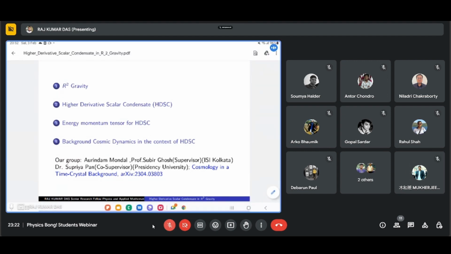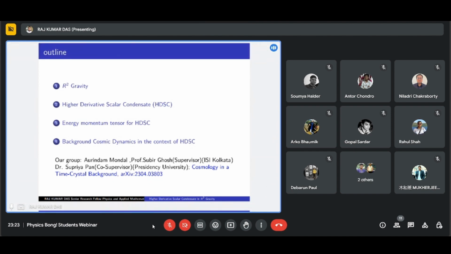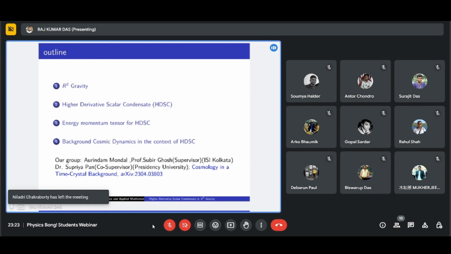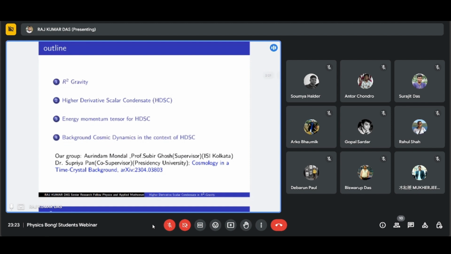So these are the outlines. First, a short introduction to R square gravity. It is a famous gravity, and I think you are all familiar with it. Then, what is a higher derivative scalar condensate, and we'll try to evaluate the energy momentum tensor of this higher derivative scalar condensate, shortly named HDSC. Our final target is to study the background cosmic dynamics, meaning the background level cosmology, in the context of this HDSC.